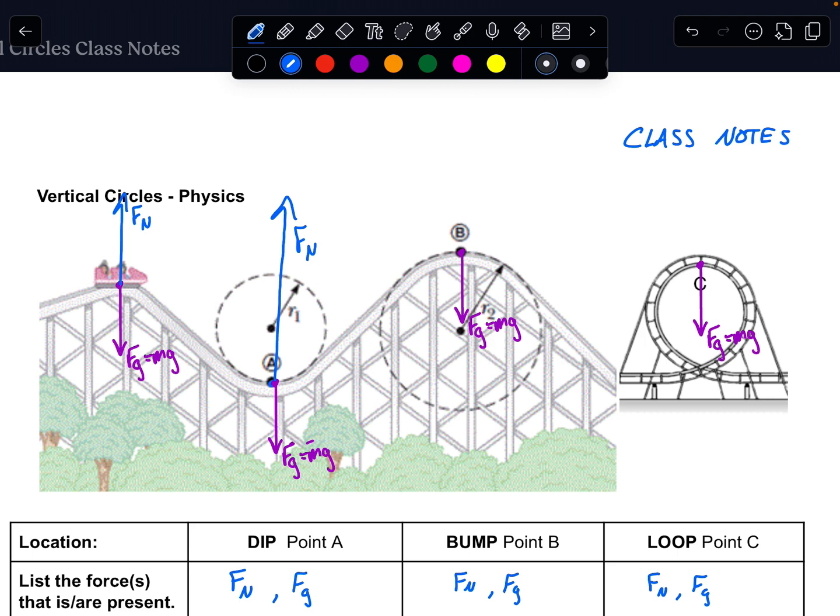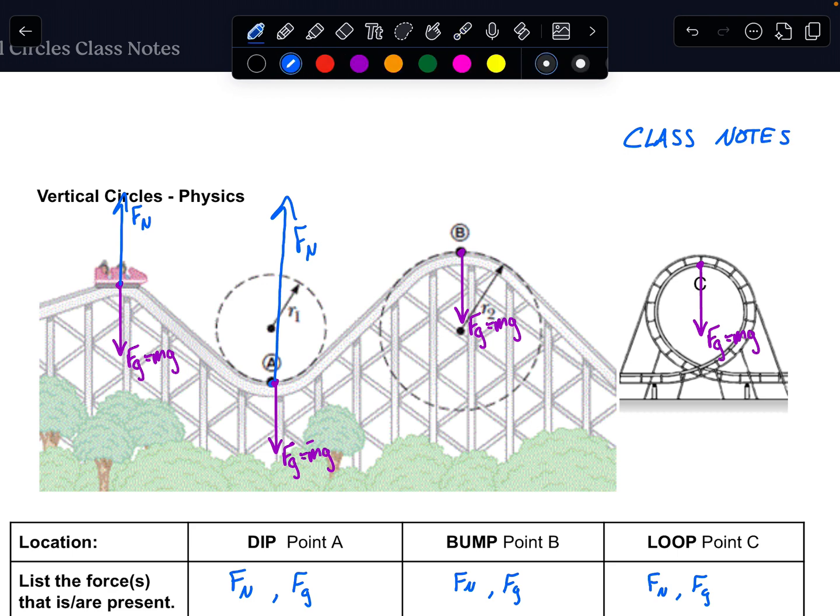All right, so what's going to happen then as the cart rolls along to section B? Well, again, we need a net force to the middle. So right now I already have a net force to the middle, the FG. However, the cart is still on the surface. So the surface is still pushing against it.